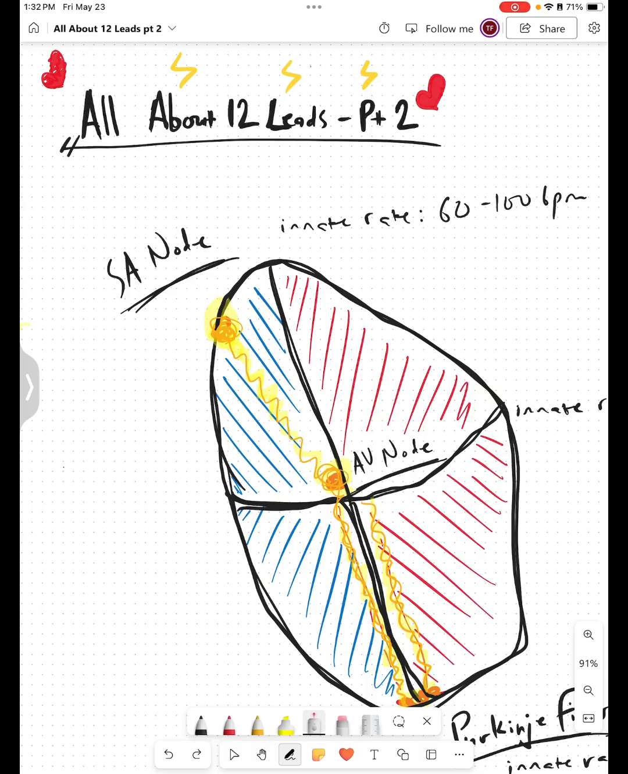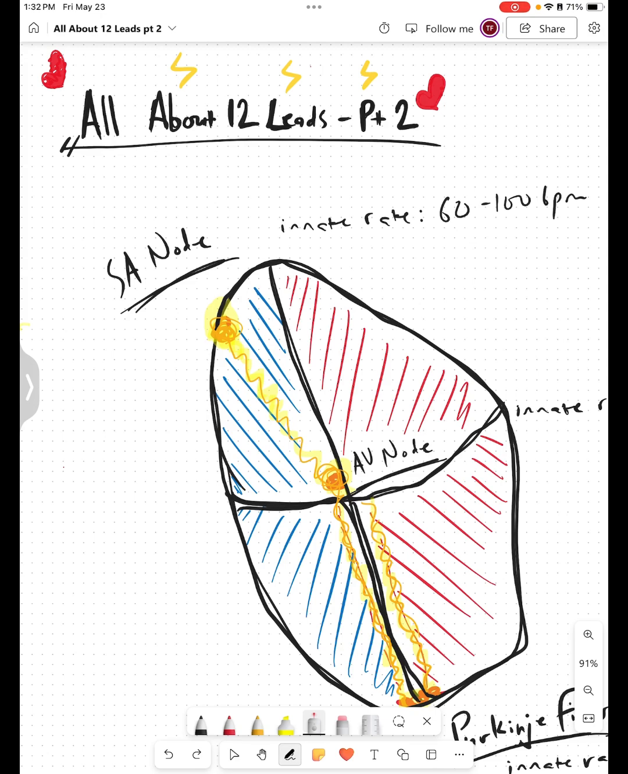In the first part, we went over some anatomy and physiology of the heart, the electrical conduction system, the concept of a 12 lead, and how we have different vantage points depending on the lead that we're looking at, as well as what we're looking at with those specific waves of an ECG. What's a P wave? What's a QRS? What's a T wave?